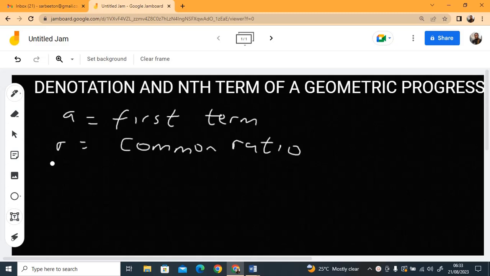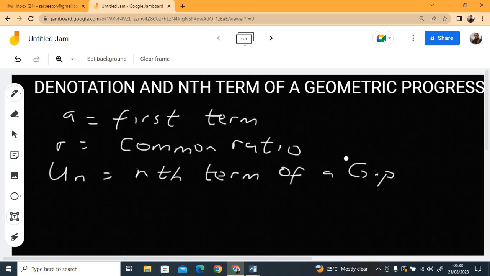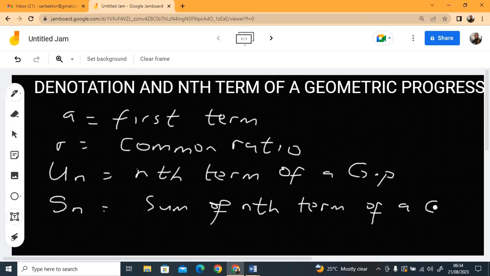Now, you use Un. Un like this means the nth term of a GP. At times you see it called an exponential sequence; geometric progression and exponential sequence are the same thing. Then we also have the sum of n terms of a GP or exponential sequence. So these are the notations that make up the formula you are going to be using.